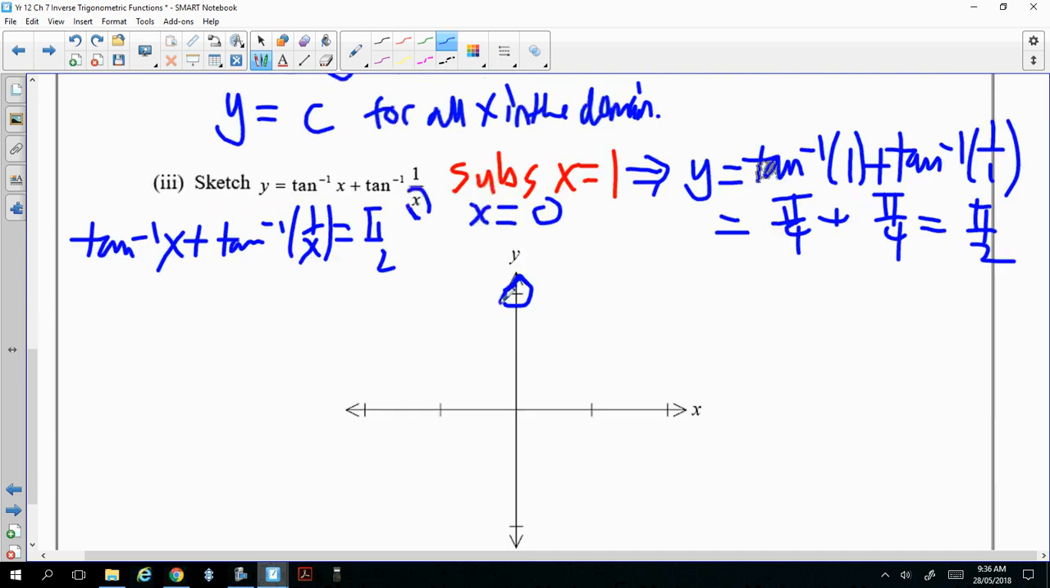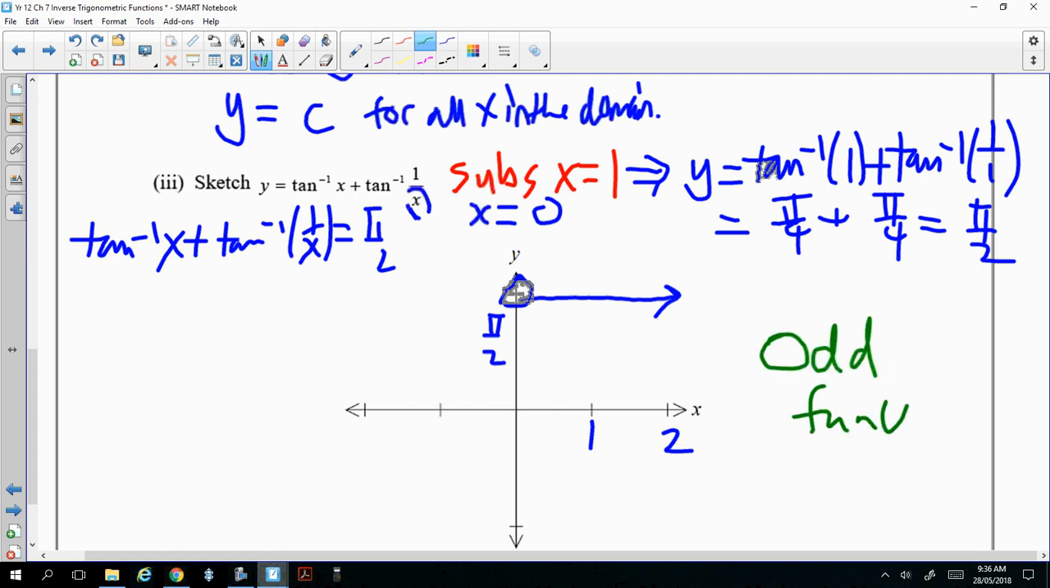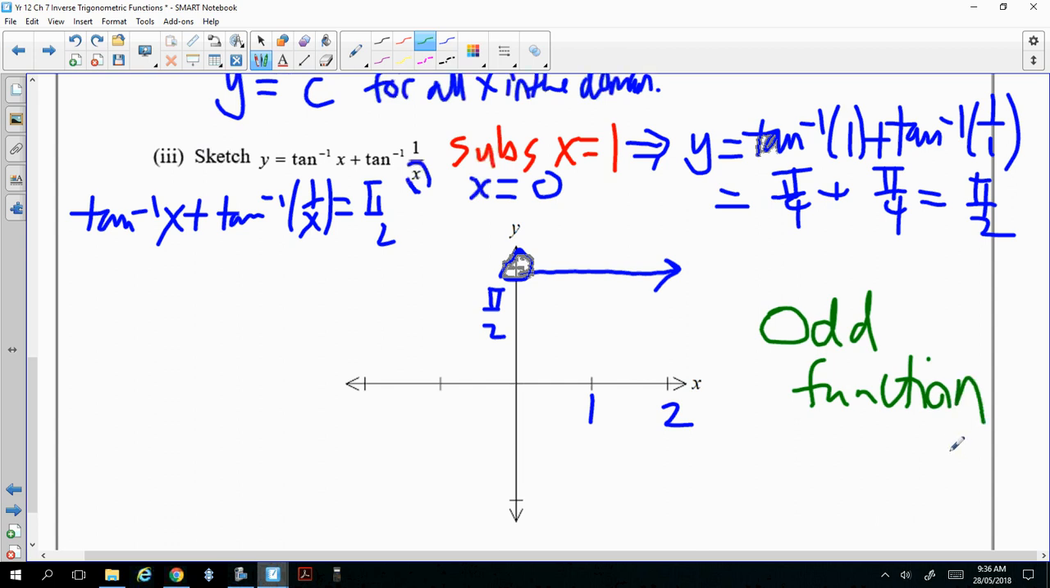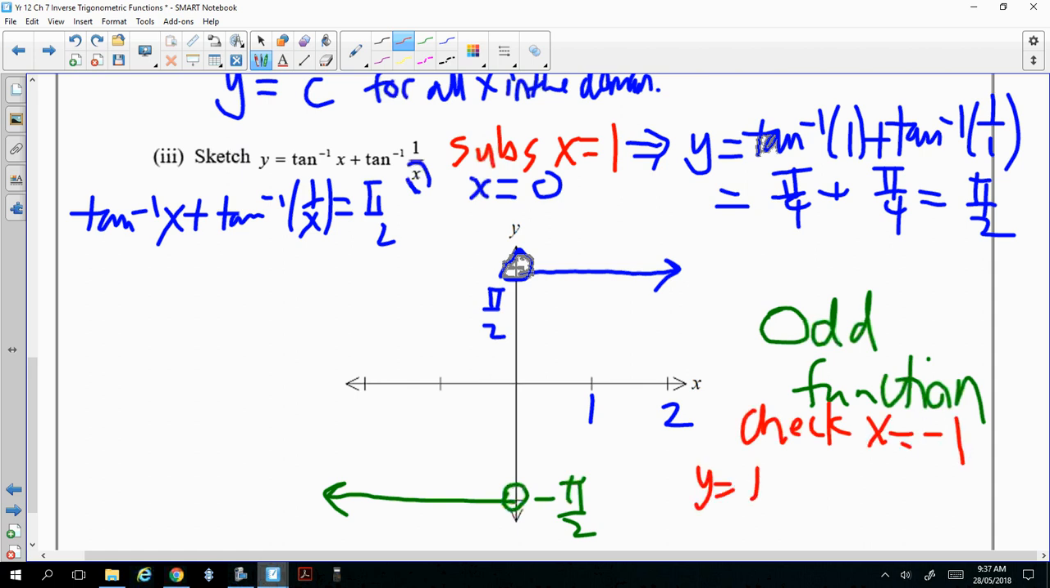It doesn't just go all the way like this because it is an odd function, isn't it? Remember, it is odd, so it can't be even. So how do you make an odd function? You have to draw on the other side. You have to draw here, then that will make an odd function. And you can check that if you substitute x equal to -1, the function becomes negative. At -1, you get -pi/2. So you get this feature.